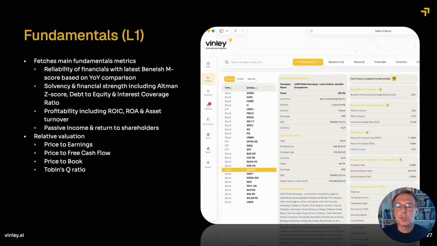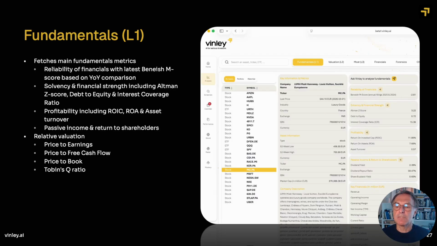So this is what I was showing you here. Zooming in, you see that, again, I was using LVMH here. So you have key information, asset information, company description, because sometimes you're analyzing a company and you're interested just to know what the company is basically doing. And this is our method: the reliability of financials, solvency, profitability, passive income, and you have the relative valuation as well on the right hand side.